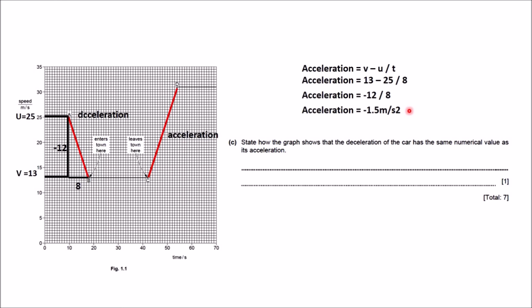Because here we have the negative sign, that means it is deceleration. Now it is very simple. In part B, the acceleration was plus 1.5 meter per second squared, and here you calculated deceleration of minus, with the same number, 1.5 meter per second squared. So in this question you can write that you are getting the same numerical value. What's the reason behind it? Because in both cases they have the same gradient or slope. That is your final answer.